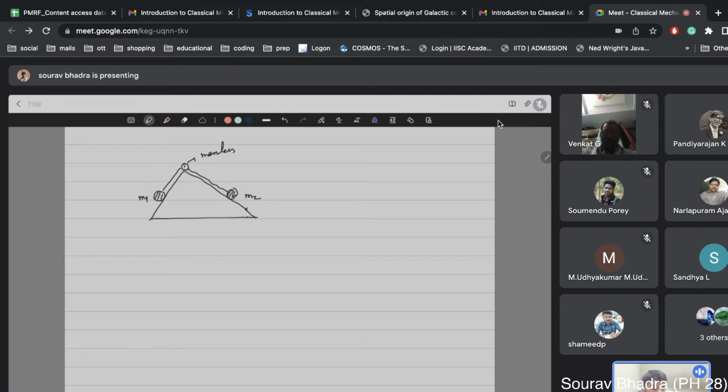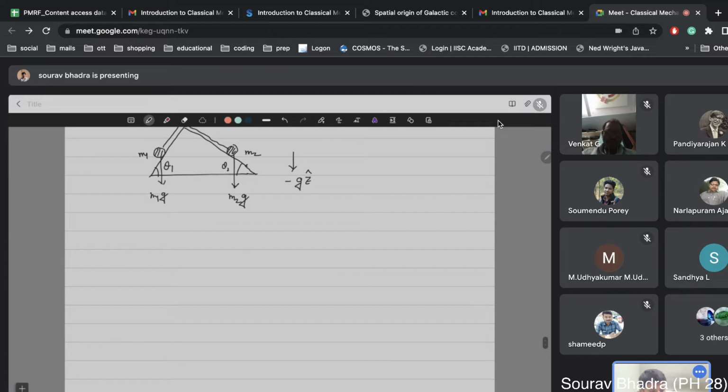Now there is only one external force acting on this system, the gravitational force, which acts along the negative z direction. So what are the forces acting on this system? On mass m1, the downward force is m1g, and on mass m2, it is m2g. These are the two forces acting on the two objects, and let's say this angle is theta 1 and this angle is theta 2. Now we will apply D'Alembert's principle to this particular system.